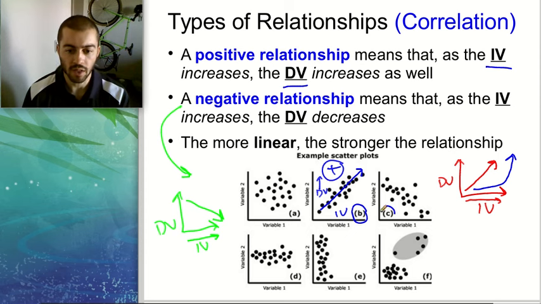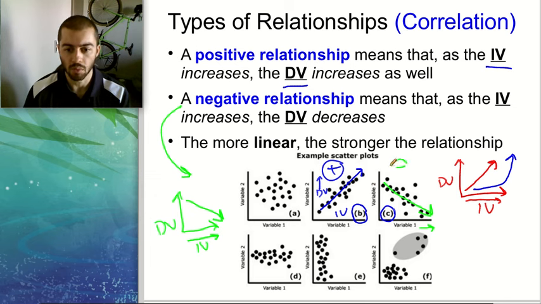For example C here, I'll do this in a different color here. For example C, right, we can see a downward trend in this relationship. So as the independent variable went up, the dependent variable actually went down. Right, so from left to right, we can see it's going downwards.